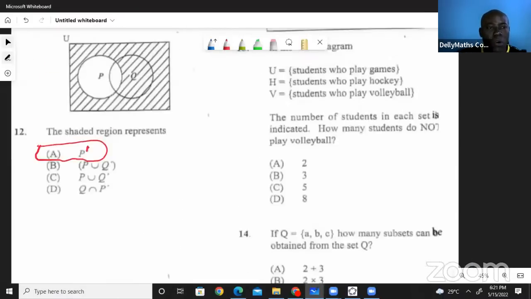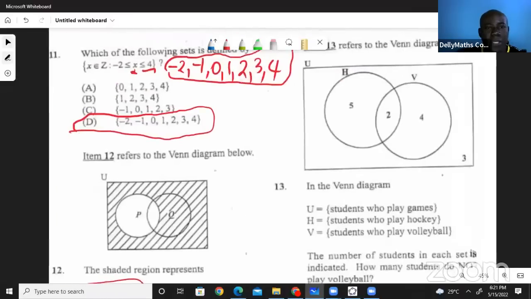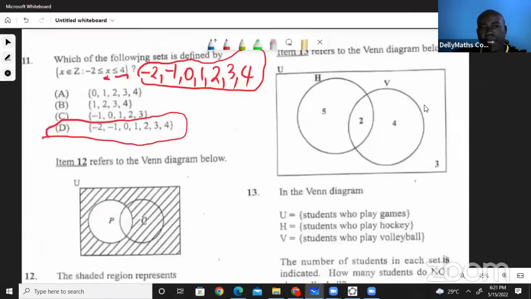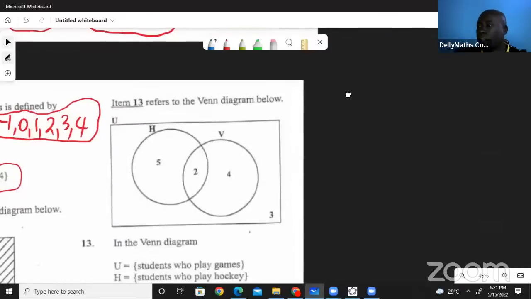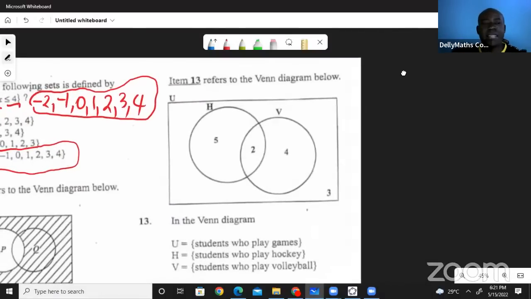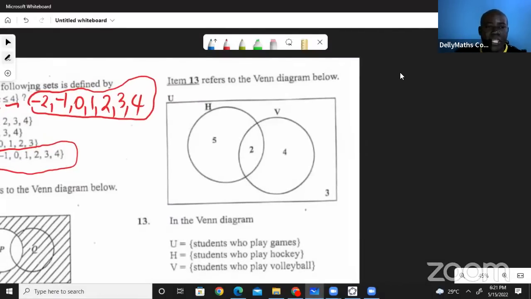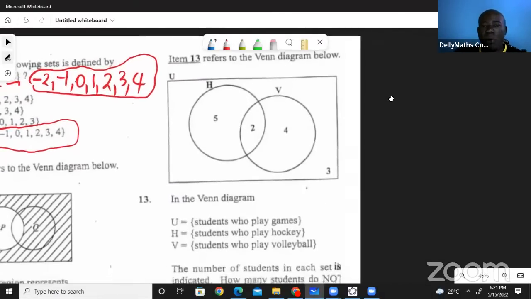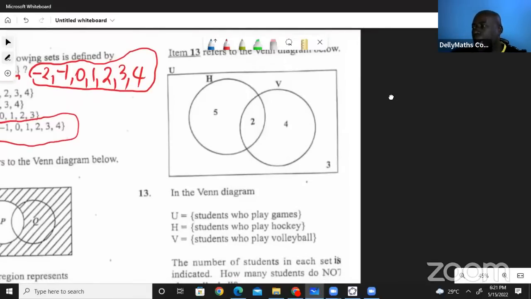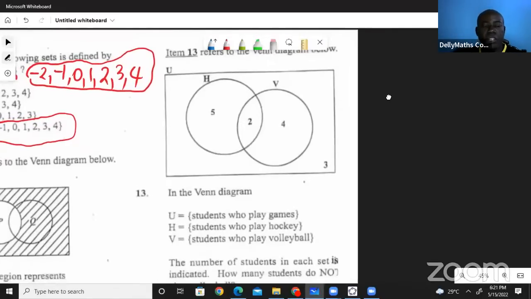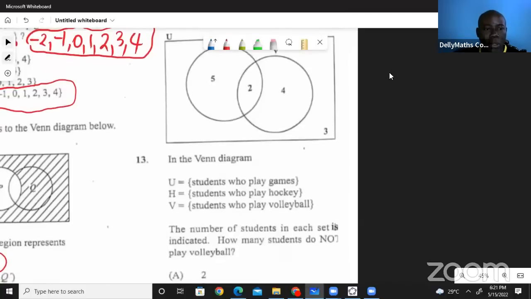All right, let's go for question 13. I think it's going to be up top. Yeah, it's up top, and it's another set. Let me push it across. So question 13 is another set. It says item 13 refers to the Venn diagram below.